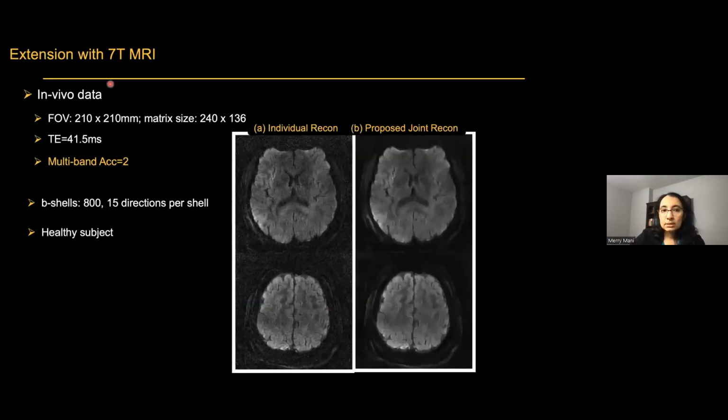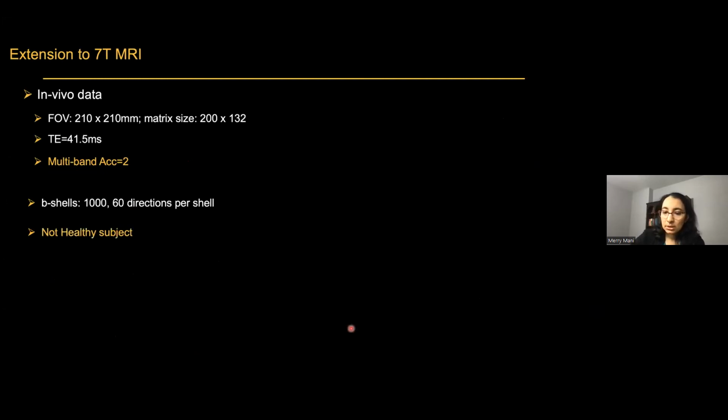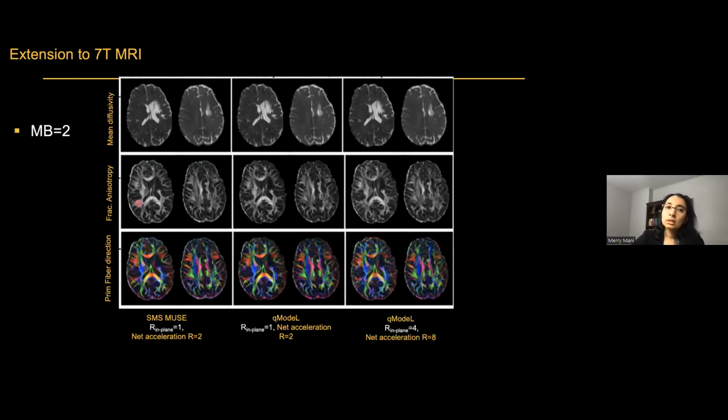So now we extend this method to test data from a different field strength. So this is 7T data just showing the generalizability to any field strength. So this was a healthy subject, but now we will look at the reconstruction from a subject that has a lot of lesions. So again, 7T, we are using a multi-band acceleration of 2 in this case.